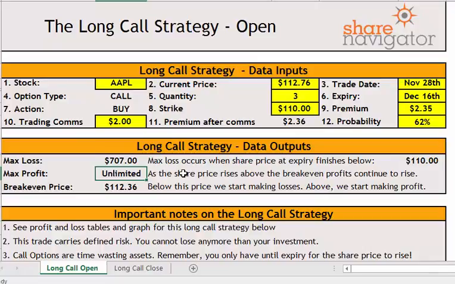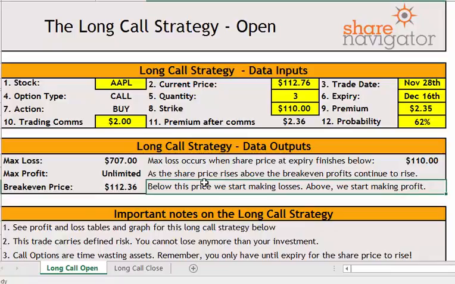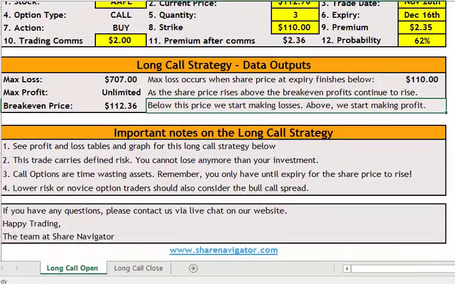So we're going to do a profit and loss table in a moment, and you're going to see that. And our break-even price is 112.36. So in other words, the share price must trade above that point in order for us to start making a profit.